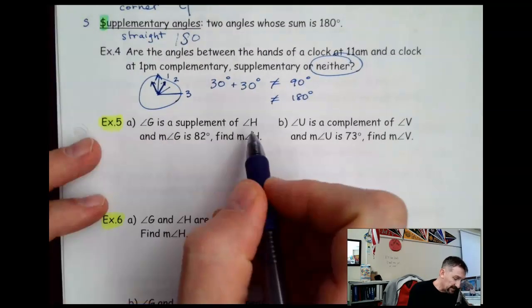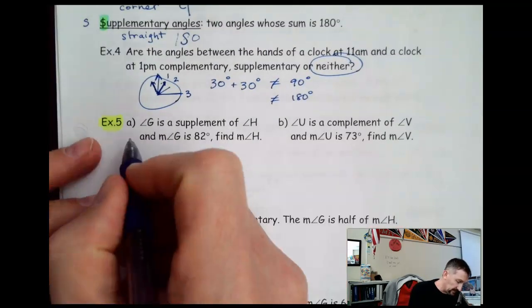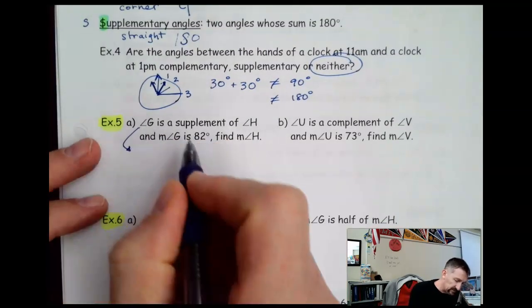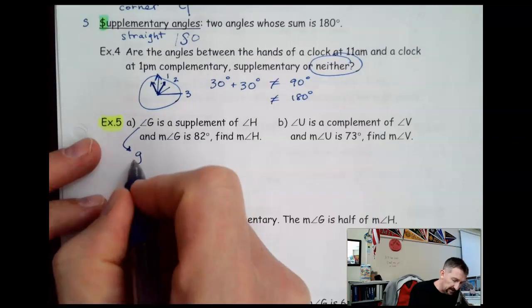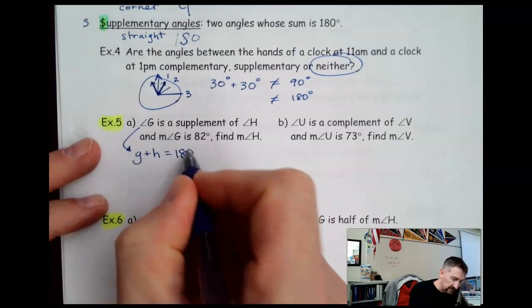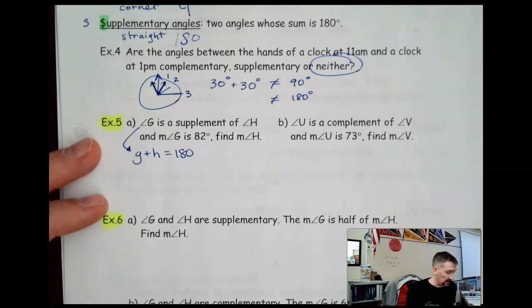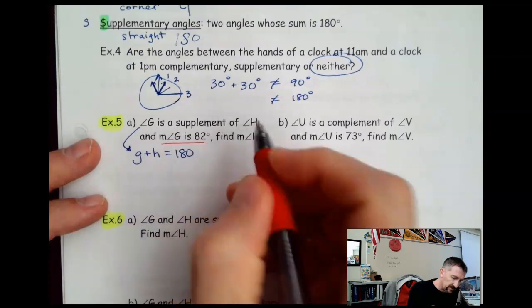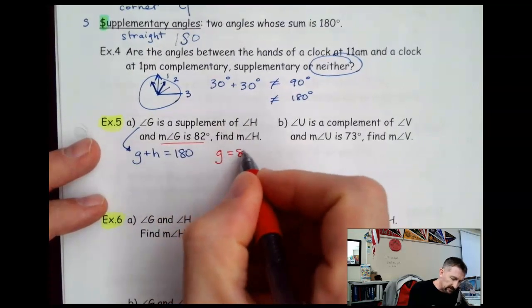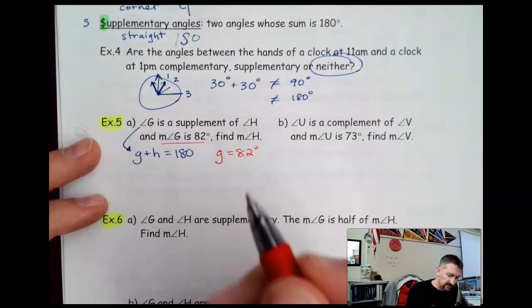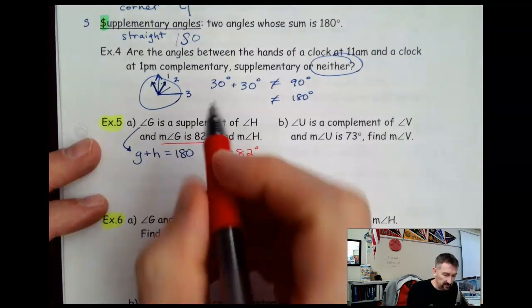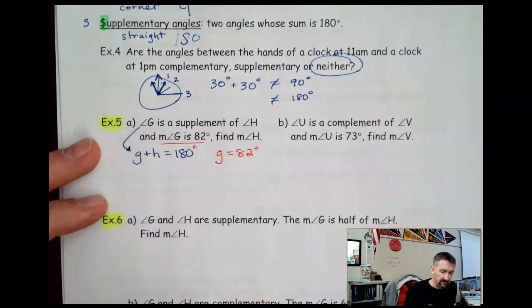G is the supplement of H. So what does that mean? If G and H are supplementary, that means G plus H equals 180. And then they tell us that G is equal to 82. Remember, 82 is equal sign. And sometimes I leave off the degrees in my work. You just got to make sure you put it back for the answer.